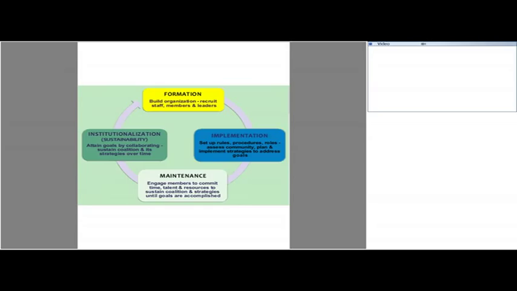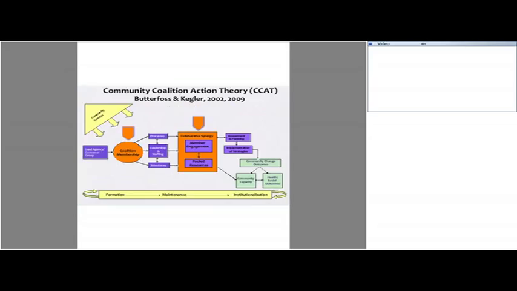And I also wanted to just bring up very briefly the community coalition action theory that Michelle Kegler and I developed back in 2001 and then revised again in 2009.